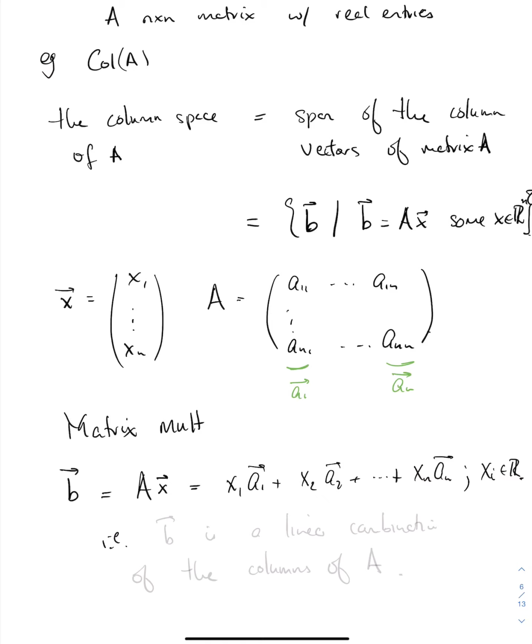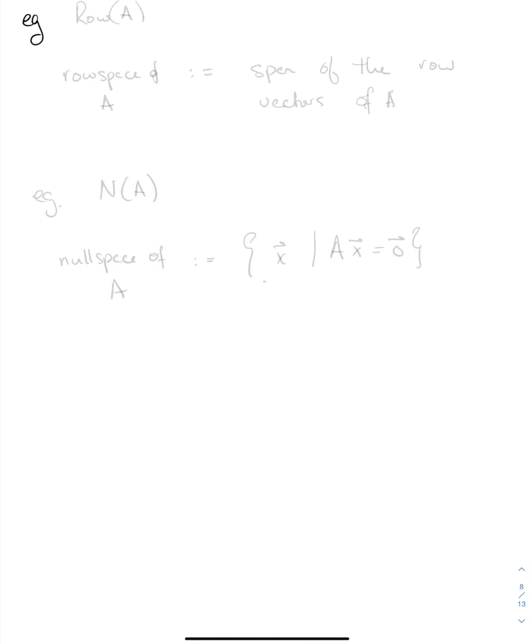So this just says that b is a linear combination of the columns of A, the column space of A. There's also, as you would expect, the row space of A. This is defined to be the span of the row vectors of A. We've talked about this a little bit before.